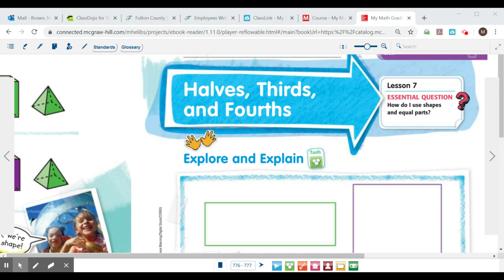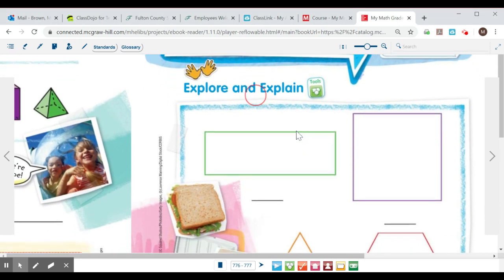Now remember, when we partition a shape into halves, that means that shape will have 2 equal parts. When we partition our shape into thirds, that means it will have 3 equal parts. And when we're partitioning a shape into fourths, there will be 4 equal parts.